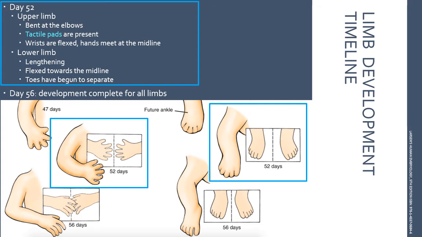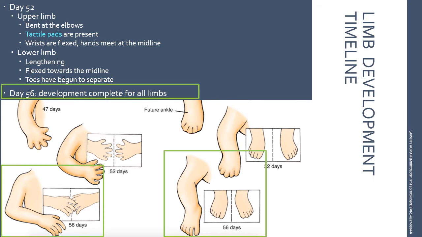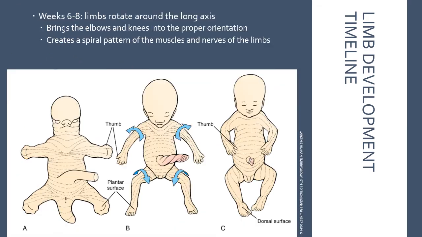The lower limb is continuing to lengthen. It's now flexing towards the midline, although it's not there entirely, and the toes have now begun to separate. By day 56, we should have completed development for all of the limbs. And while, again, they will continue to grow in length and in size, all of the structures should be complete.